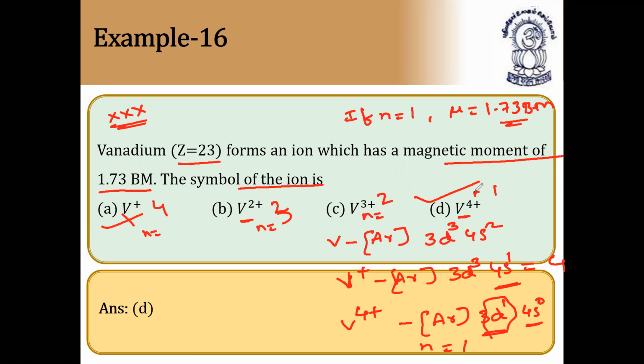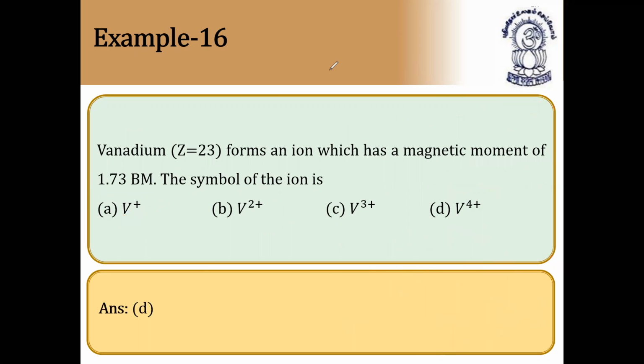So n is equal to 1 only, we have magnetic moment 1.73 Bohr magneton, because the formula is mu is equal to root of n into n plus 2. So the answer is D. So please copy down. Next question.